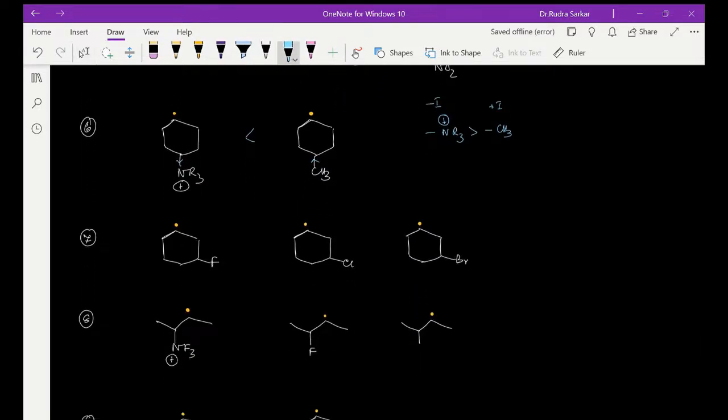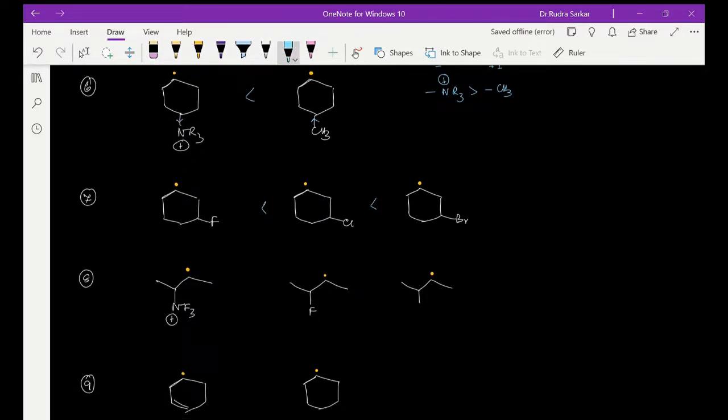Again, if we compare the electronegativity of fluorine, chlorine and bromine, bromine is least electron withdrawing, or has the least minus I effect, compared to fluorine. So obviously the stability order will be bromine containing radical more stable, then chlorine, then fluorine.